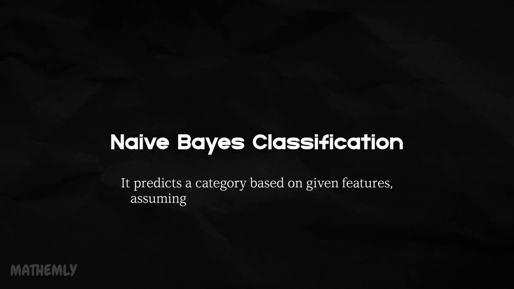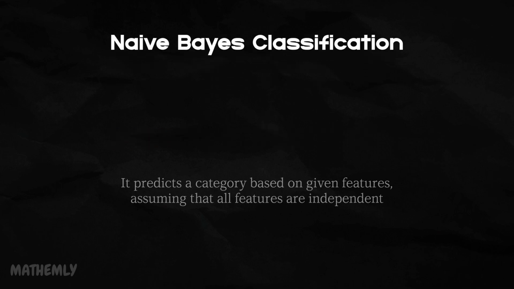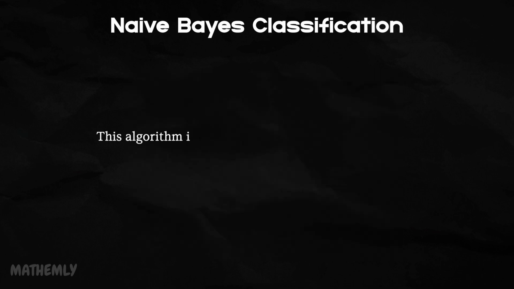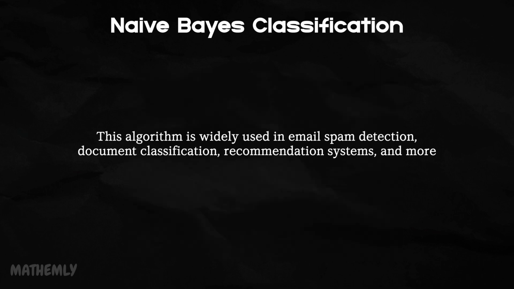It predicts a category based on given features, assuming that all features are independent, which is why it's called naive. For example, in spam filtering, it assumes the word "win" appearing in an email is unrelated to the word "price," even though they often appear together in actual spam messages. Even though this assumption isn't always true, naive Bayes still performs well in real-world applications. This algorithm is widely used in email spam detection, document classification, recommendation systems, and more. Now, let's see how it actually works.